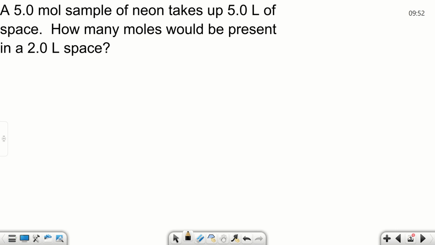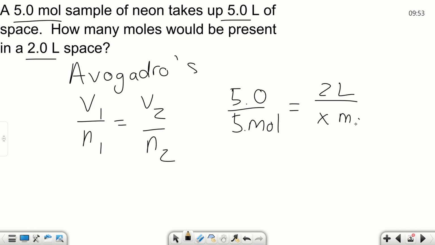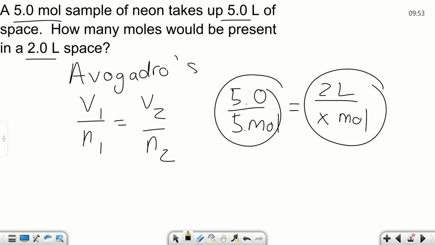Our second one: I have a 5 mole sample of neon that takes up 5 liters of space. How many moles would be present in a 2-liter sample? Well, you can see here I have moles and I have liters. This must be Avogadro's. Avogadro's law is V1 over n1 equals V2 over n2. So V1 is 5 liters divided by 5 moles, equals 2 liters over x moles. You can cross multiply or just realize this is a 1-to-1 ratio, so 10 divided by 5 is 2 moles. But that's it for that one.